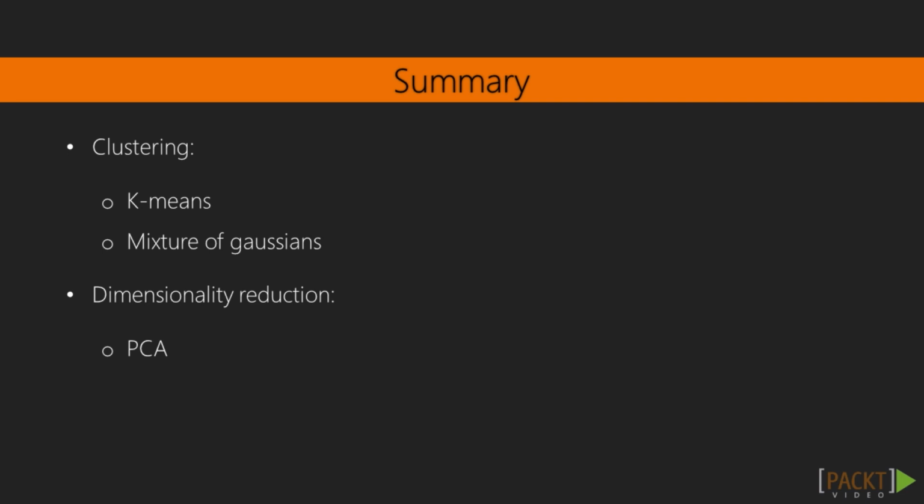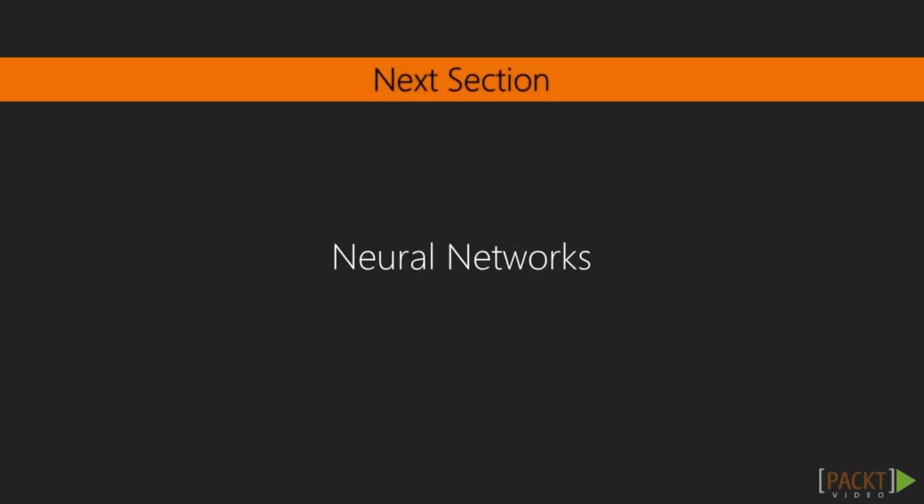This is the last video in the unsupervised learning section of the course. In this section, we learned about two areas of unsupervised learning, clustering and dimensionality reduction. With clustering, we learned how to implement both the k-means clustering and mixture of Gaussians clustering algorithms in Scala. With dimensionality reduction, we learned how to implement the PCA algorithm in Scala. In the next section, we will learn about neural networks, which are becoming more and more popular in both academia and industry.